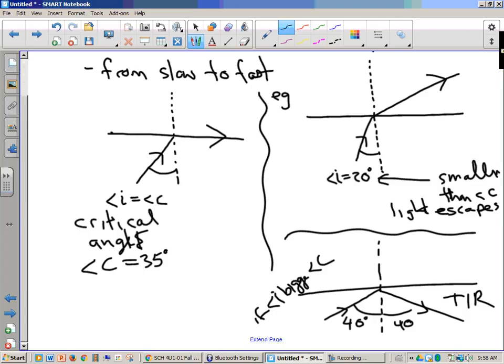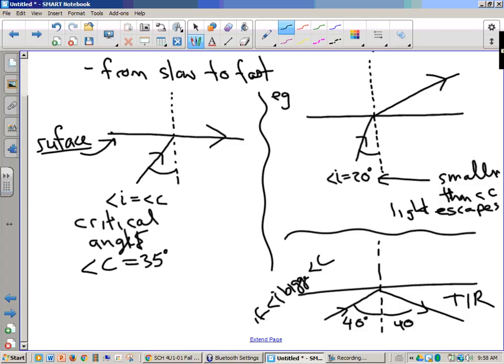If it's right on 35, where does the ray go? Yep. It's just disappearing, but it's traveling. It's not really called a ray yet. It's just on the surface. This again is the surface.